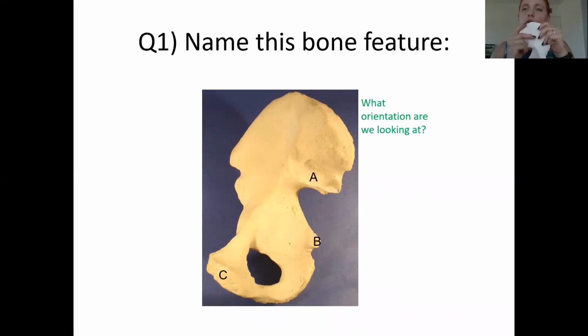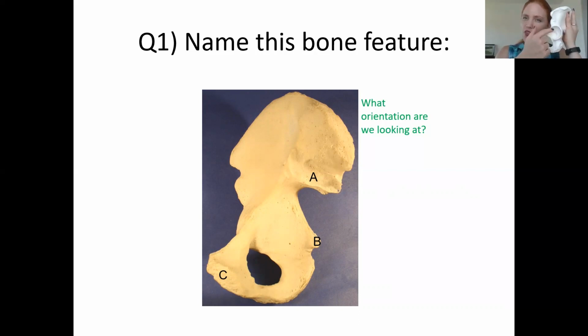Okay, so when you are trying to identify bone features, the first thing you need to do is orient yourself. What exactly are you looking at? Okay, so we know we're looking at the os coxa. What we now need to do is determine what orientation we're looking at. Okay, so what I have right here is this one right here. And when we're looking at it, are we looking at the medial side or the lateral side? The medial side or the lateral side.